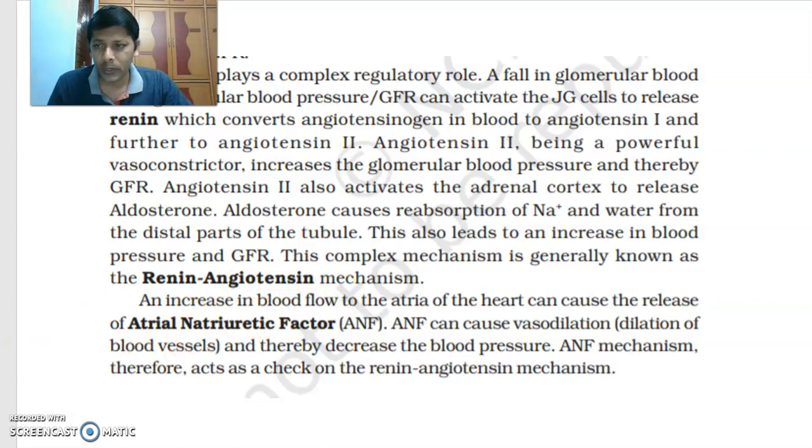Next, opposite to this one, an increase in the blood flow to the right atrium of the heart. Whenever there is a blood pressure increase in the right atrium of the heart, it can cause the release of atrial natriuretic factor. ANP can cause vasodilation, or dilation of blood vessels, thereby decreasing the BP. The ANF mechanism therefore acts as a check on the renin angiotensin mechanism. Who acts opposite? ANF or ANP, atrial natriuretic factor or atrial natriuretic peptide.